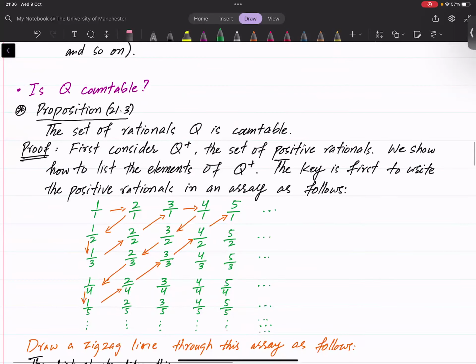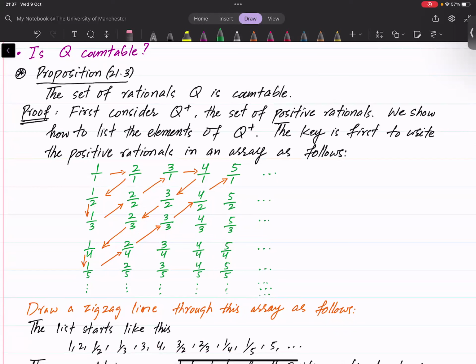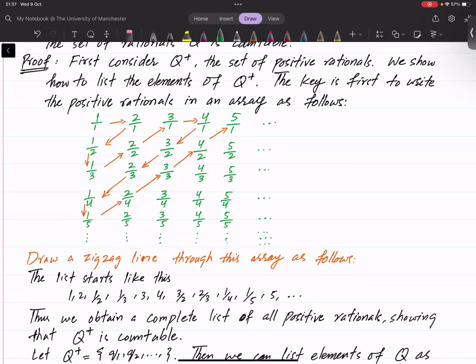Let's identify Q as a countable set. Is Q countable? We will do this with Proposition 21.3, which says that the set of rational numbers Q is countable. To prove this, we need to list the elements inside Q. To do that, let's first consider the positive rational numbers. We show how to list the elements of the positive rationals. The key is first to write the positive rationals in an array as follows.